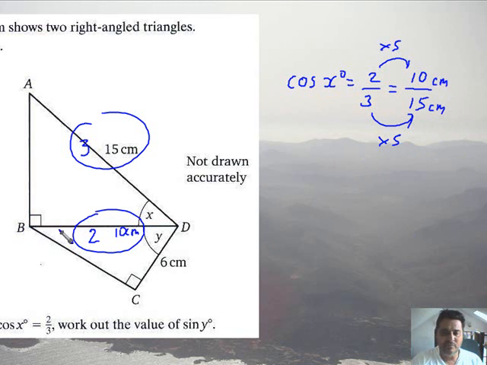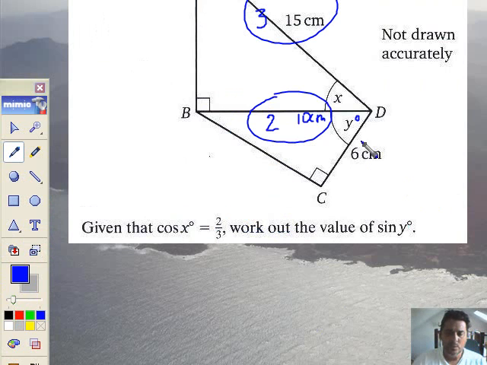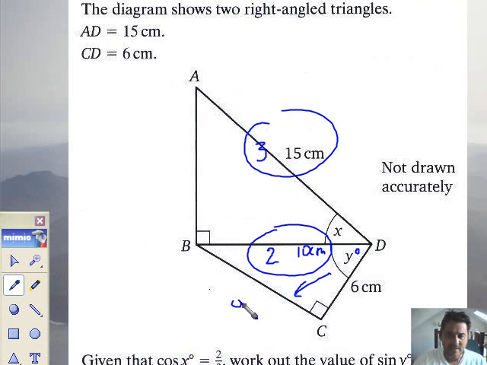So I now have a brand new length BD of 10 centimeters, which, if you look very carefully, is the hypotenuse of the triangle BCD. Alright, and therefore the 6 that's given to us is the adjacent to the angle Y. Alright, and I've got to work out what the sine of Y is. Now, what is the rule for sine? Well, if that is Y, then this is its opposite. Alright, and it's opposite over hype.